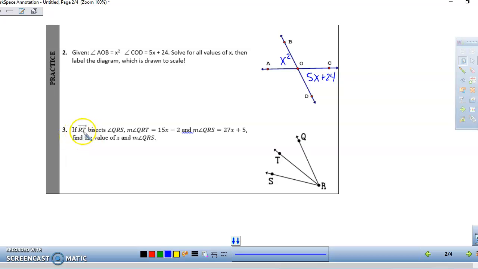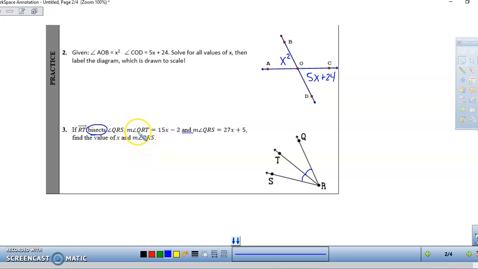Number 3, RT bisects angle QRS. Big word right there. That's a key word. So remember, our first step is to label the picture or mark the picture. And so this is something you can mark in the picture. RT bisects means it creates 2 congruent angles. So in the picture, I'm going to mark that these angles are the same by putting the same arc in the angle.